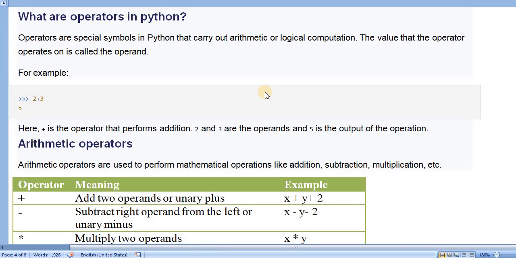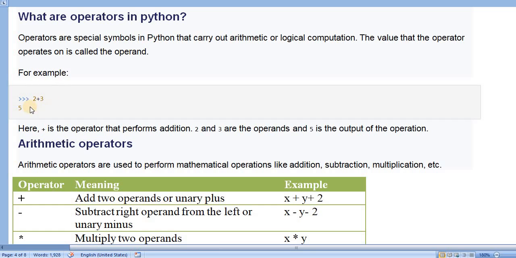Hello students, today's topic is operators in Python. So what are the operators in Python? Operators are special symbols in Python that carry out arithmetic or logical computation. The value that the operator operates on is called the operand.